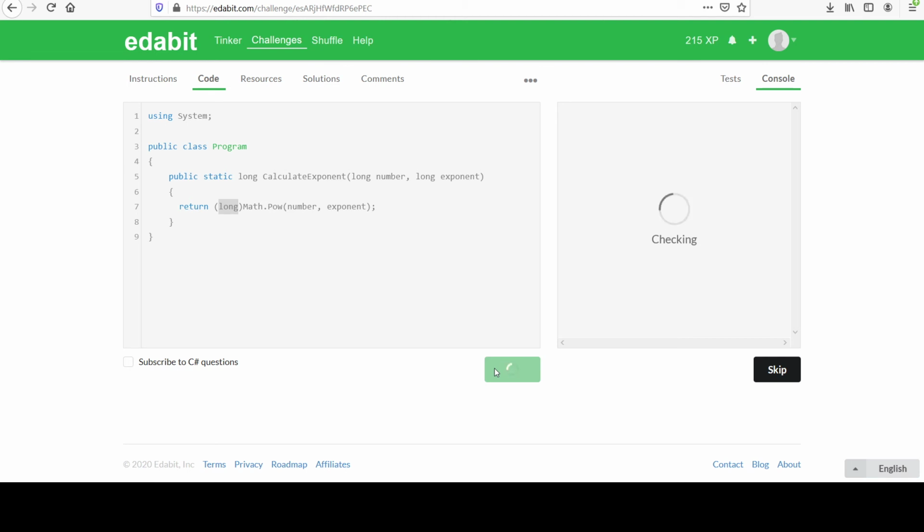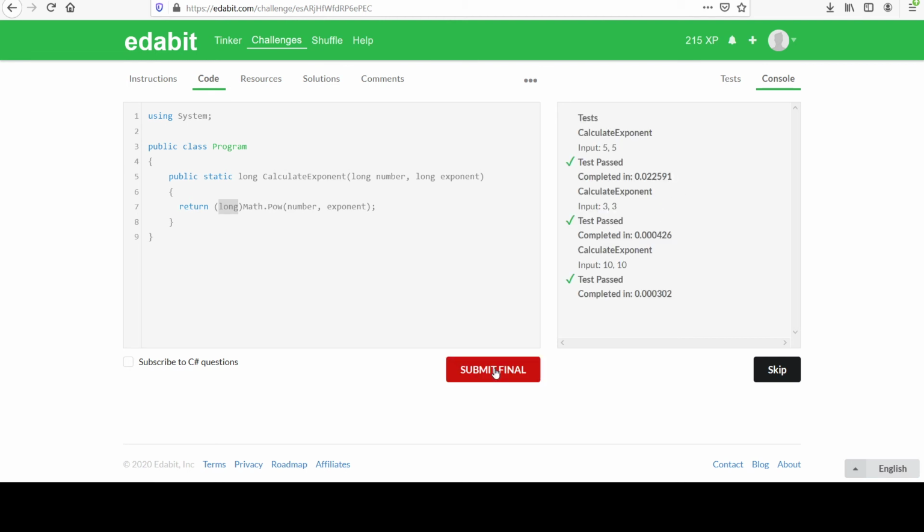Let's see. Cool, yeah. I like that. So yeah, they had a power function precisely for this problem here.